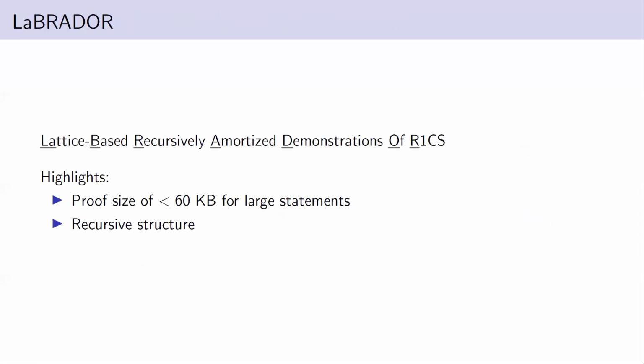Now, this is the main contribution of our talk. Our proof system is called Labrador. I already said this a couple of times. Labrador stands for lattice-based recursively amortized demonstrations of R1CS.